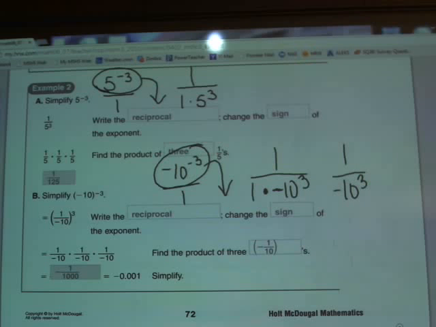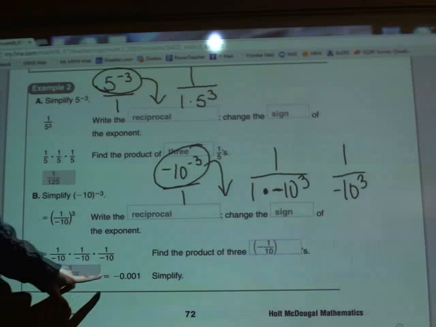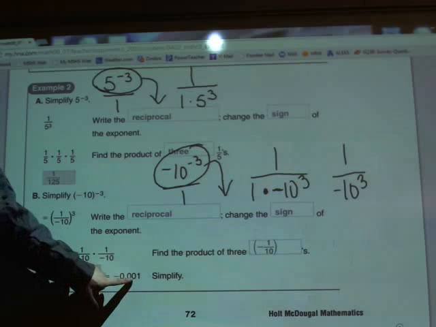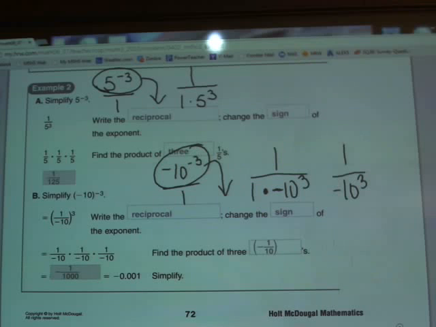So we're going to take negative 10 and multiply it by itself 3 times now to come up with a solution. Negative 10 times negative 10 is going to make positive 100, and then I'm going to multiply it by negative 10 again, and that's going to make negative 1,000. So this is 1 over negative 1,000, or negative 0.001 when we divide it out.